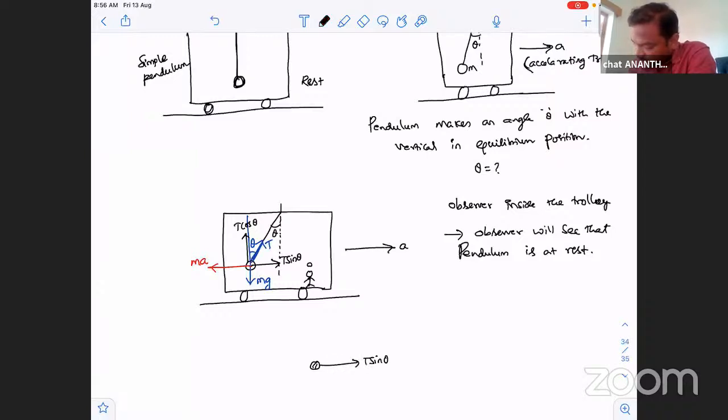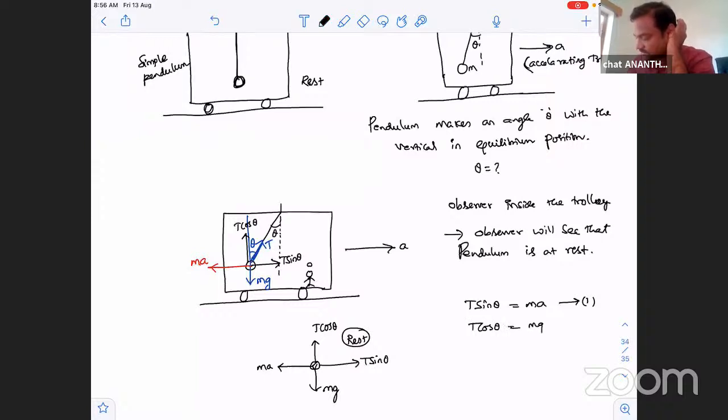So on the pendulum, what are the forces acting? T sin theta is acting forward, ma is acting backward, mg is acting downward, and T cos theta is acting upward. And the pendulum is at rest, meaning the pendulum is in equilibrium. Then what can we write? All forces should cancel out. Rightward force is equal to leftward force, and upward force is equal to downward force.